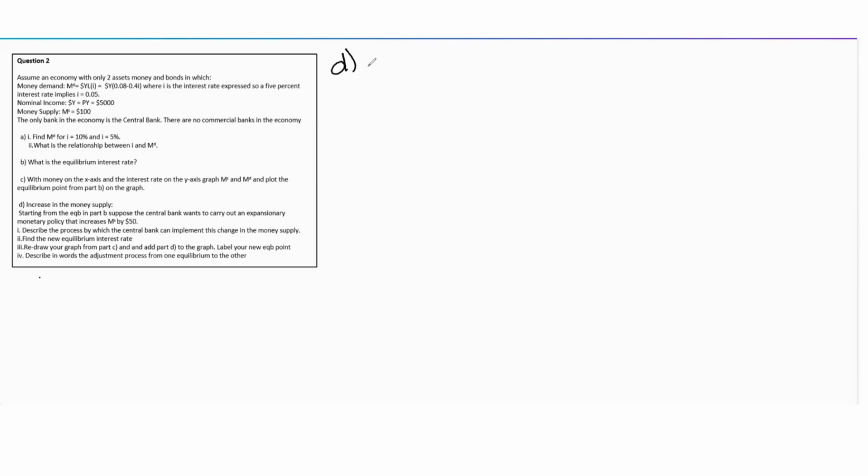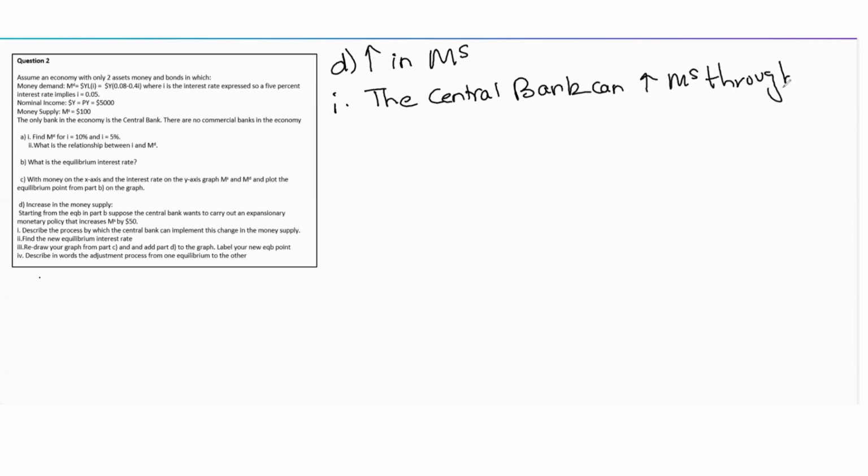So part D is about an increase in money supply, where the question talks about how the central bank wants to increase the money supply by $50. In the first part, we want to describe the process by which the central bank can increase the money supply. Now, the central bank can increase money supply through what we call an expansionary open market operation.